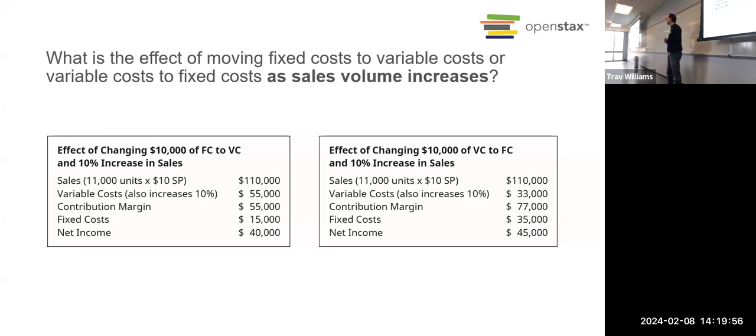Okay, any questions? Is there any specific difference between the operating leverage and like the economies of scale? Because this method is kind of the same, almost the same concept.